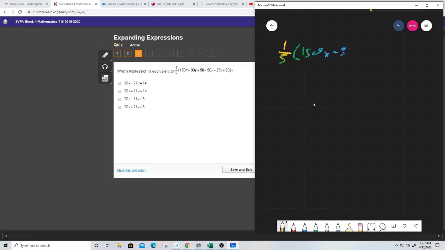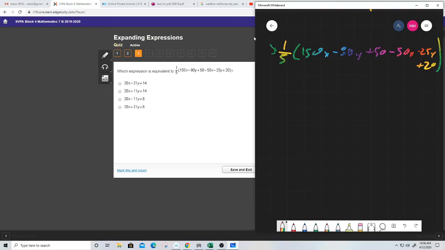150x minus 80y plus 50 minus 50x minus 25y plus 20. Well, okay, so there's a fifth. So we're going to divide every single number by 5 or multiply by a fifth. Same thing. When you multiply by a fraction, you're doing the same as dividing by the number on the bottom, or flipping it, doing a reciprocal type of deal. But if I were a cheating man, which I only do when it's allowed, I know that all my x terms are going to be correct. It looks like where the difference is the y's and the constants.